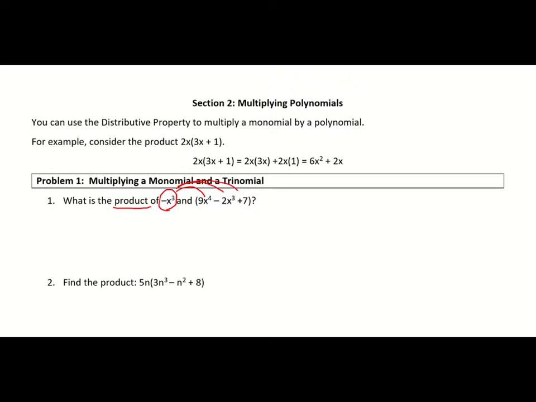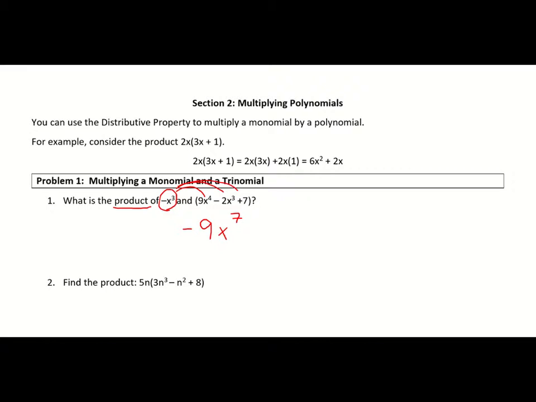So negative x cubed times 9x to the fourth. We multiply the coefficients like normal. Negative 1 and 9 would make negative 9. The variable stays the same, but when you multiply, the exponents change. We're going to add the 3 and 4 together to make this now x to the 7th.